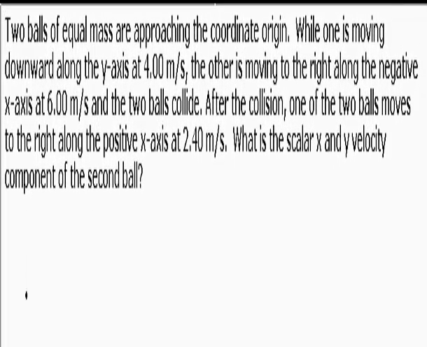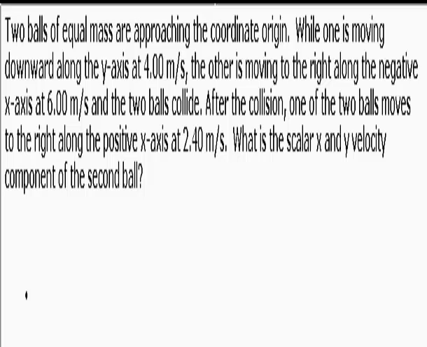It reads, two balls of equal mass are approaching the coordinate region. While one is moving downward along the y-axis at 4 meters per second, the other is moving to the right along the negative x-axis at 6 meters per second, and the two balls collide. After the collision, one of the two balls moves to the right along the positive x-axis at 2.4 meters per second. What is the scalar x and y velocity component of the second ball?